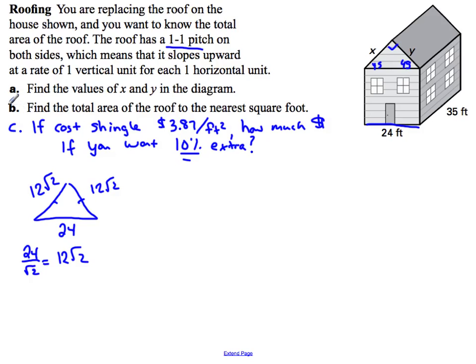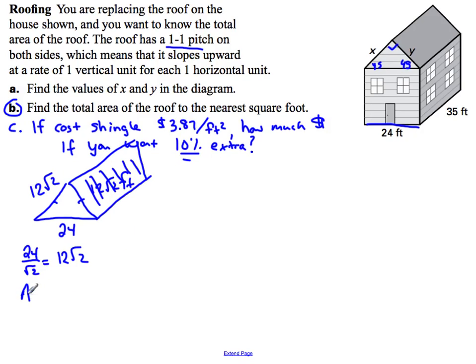Part B, I guess these are feet. Part B says find the total area of the roof to the nearest foot. So what happens is we see part of this, it goes like this, and we'll need to find this part of the roof. And then also there's probably one on the other side, so we'll basically have to double this.